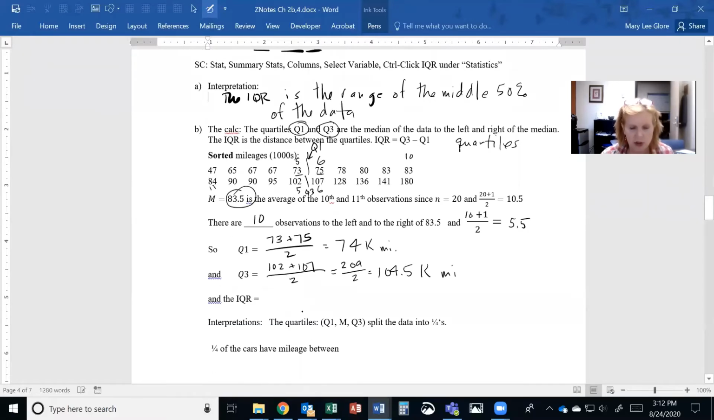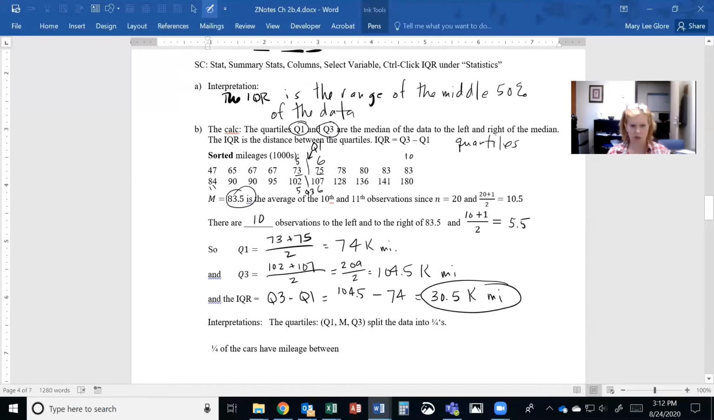The IQR is the distance between the first quartile and the third quartile. So this is Q3 minus Q1, and that equals 104.5 minus 74, and that equals 30.5 thousand miles. So there is my measure of spread.